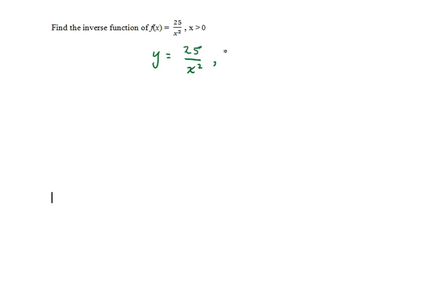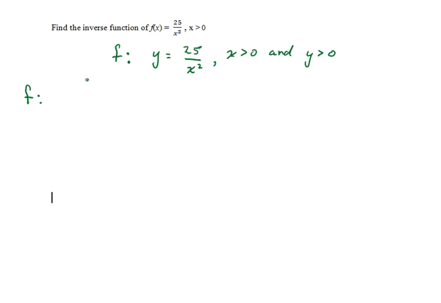I'm going to note that x is greater than 0, but also, since y equals 25 over x squared, y will be greater than 0. So both the domain and the range are greater than 0, and the same will be true for the inverse function. Now, because we're going to have both f and f inverse in this solution, I'm going to label this equation as being the equation for f.